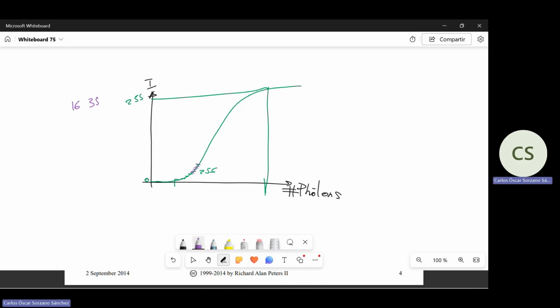This is 5, so this is the maximum number. But still, in terms of number of photons, you have the same, only that you are encoding it differently. So actually, this is a 16-bit encoding, and this is an 8-bit encoding. So one thing is what is your input, and something else is what is your output.